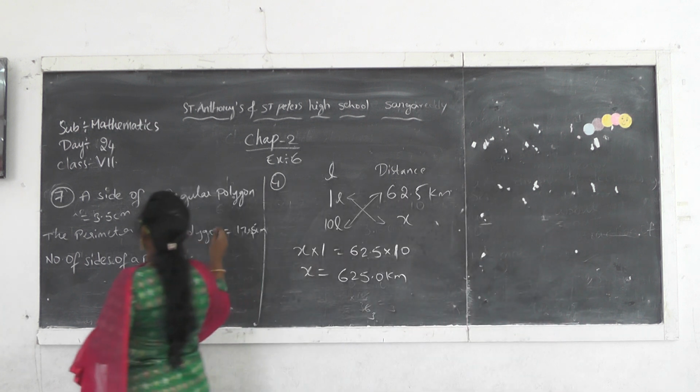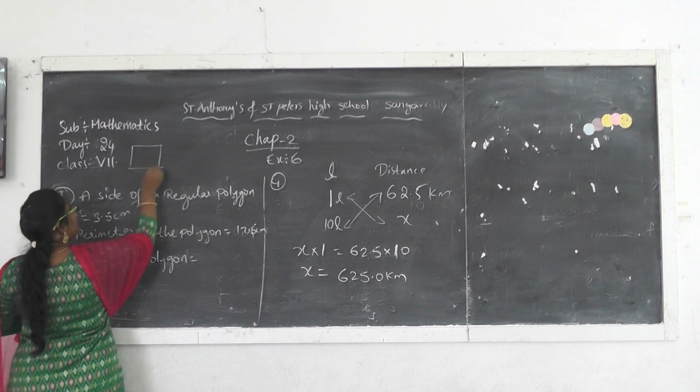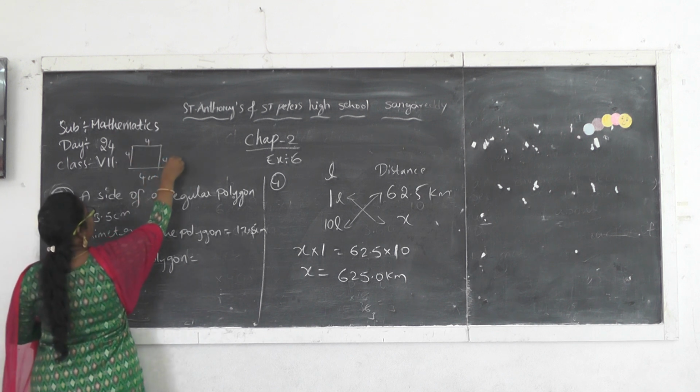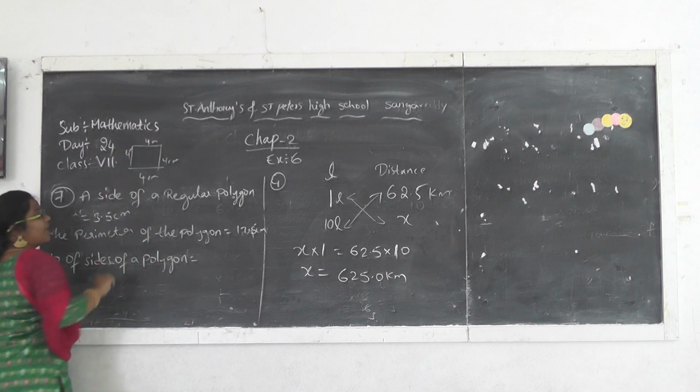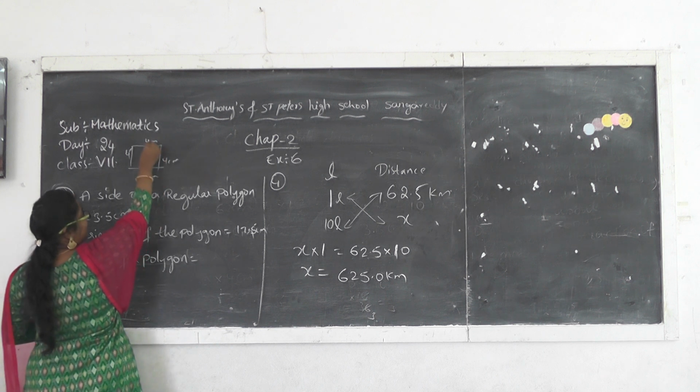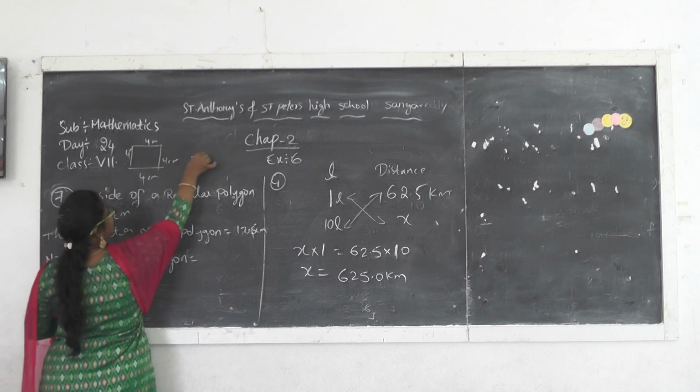For example, let me take a square. It has 4 sides with a 4 centimeter measurement. So what is the perimeter of this square? 4 plus 4 is 8, plus 4 is 12, plus 4 is 16 centimeters.